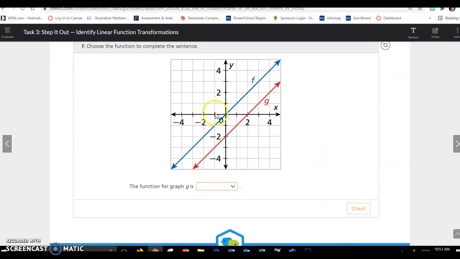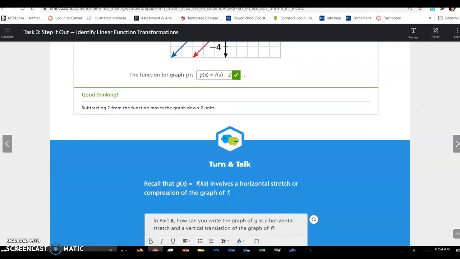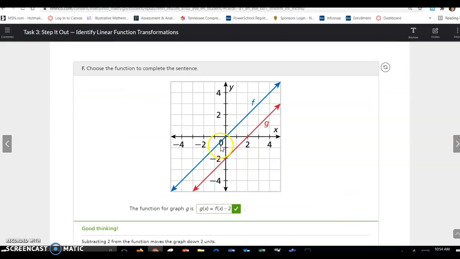All right, this one has been shifted down. Looks like it has the same slope, so that one's just going to be y-intercept of negative 2. And that's it for task 3. Hopefully you see that the transformations of linear functions are not too hard to find. If you have any questions, please let me know.